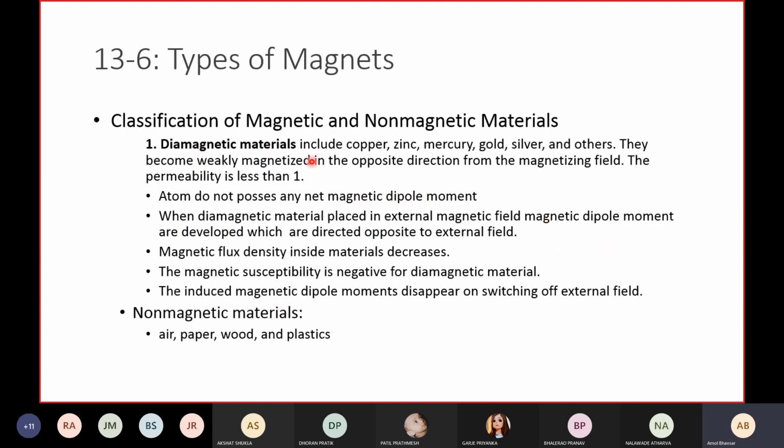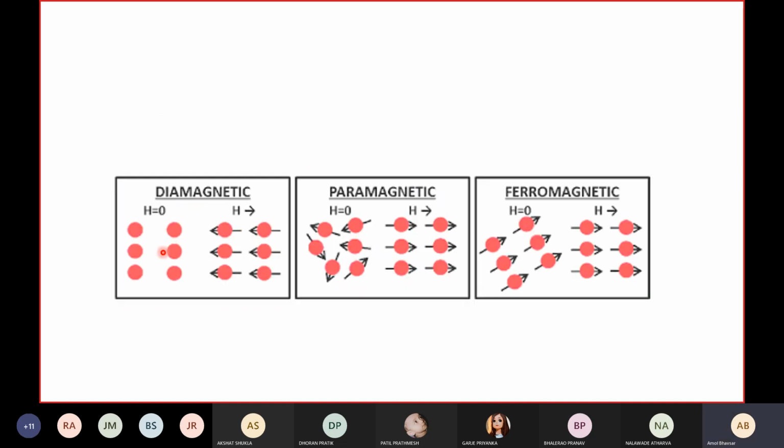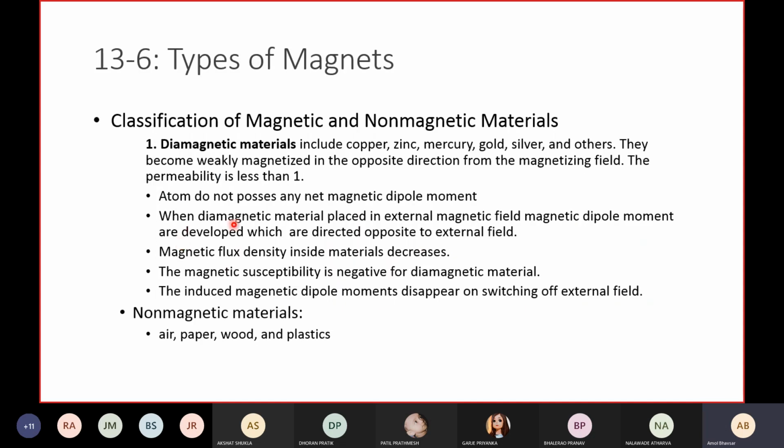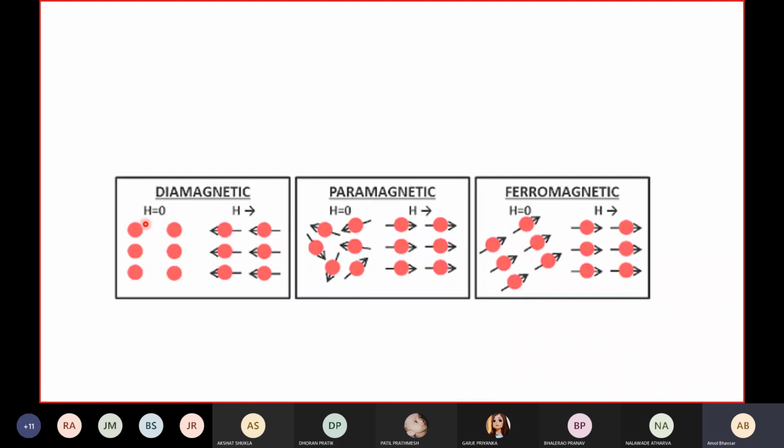Now we are seeing diamagnetic material. These are the materials that show diamagnetic properties. The atoms do not possess any net magnetic dipole moment, so at the beginning they do not have any dipole moment. When a diamagnetic material is placed in an external magnetic field, magnetic dipole moments are developed, which are directed opposite to the external field. At the start there is no dipole moment, but as soon as you apply a field, the dipole moments occur, opposite to that of the magnetic field.